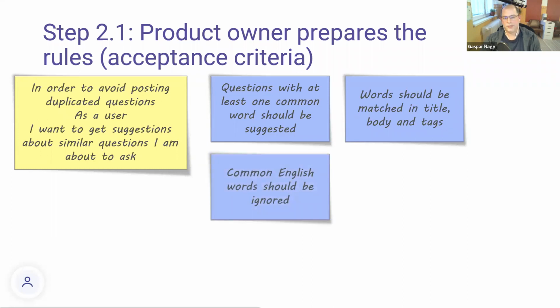I know that in English there are many common words like "is" or "and". Obviously, if two questions both have "and" inside, that shouldn't be considered as related. So we need to implement some sort of filter that filters out these common English words.